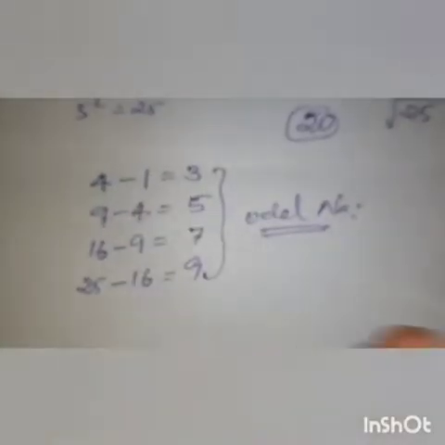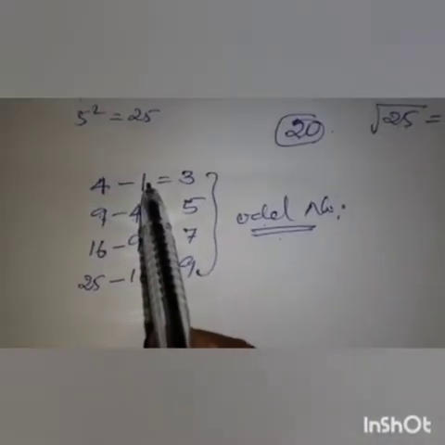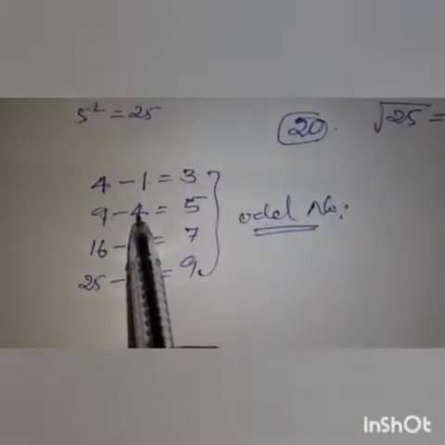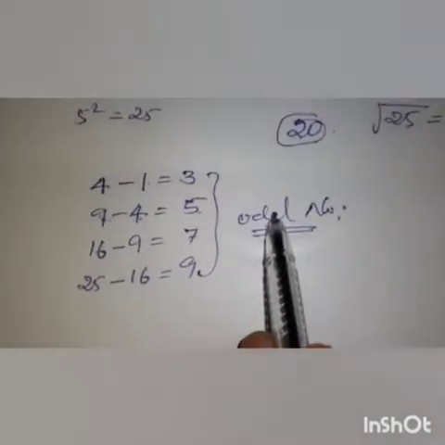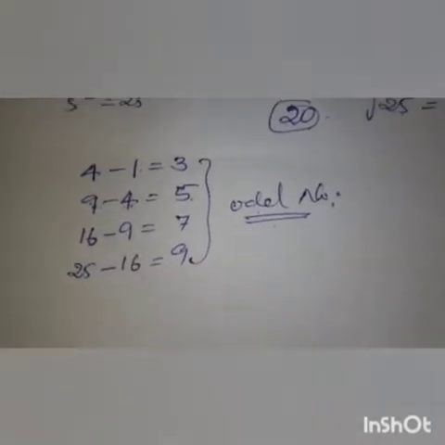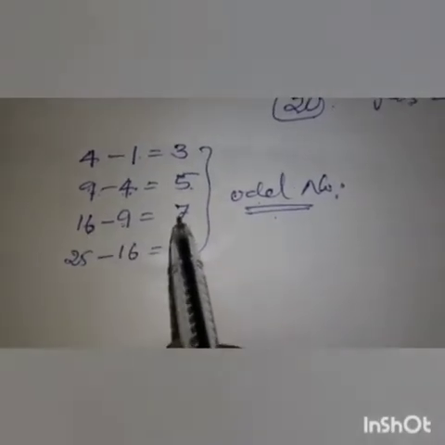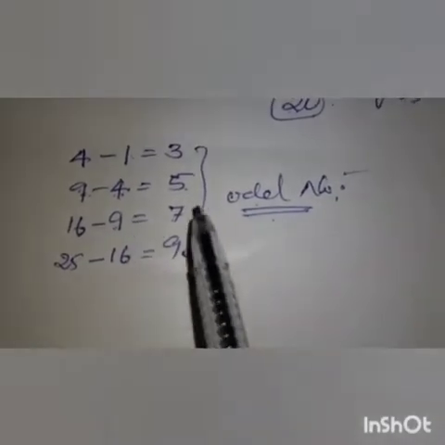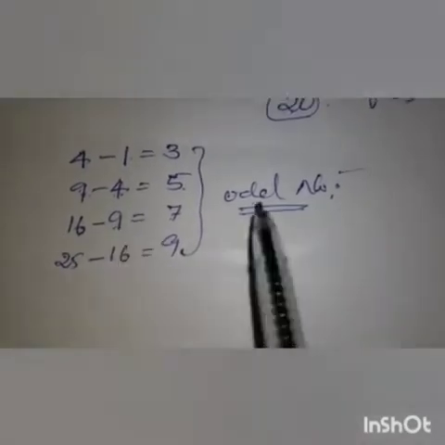1 square is 1 itself. 4 is the square of 2. So 1 and 2. If you take the difference of squares, you will get 3. That is an odd number. 2 square is 4. 3 square is 9. 9 minus 4, we are getting 5. That is an odd number. 4 square is 16. 3 square is 9. 4 square minus 3 square is 7. That is also an odd number. So the difference of two consecutive perfect squares is an odd number.